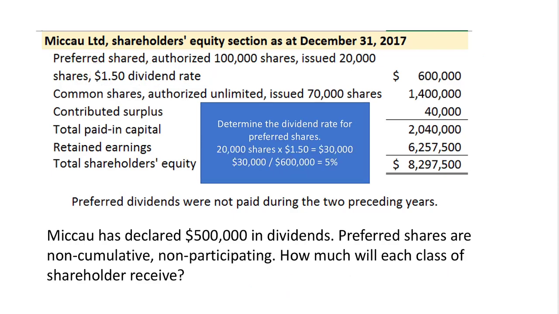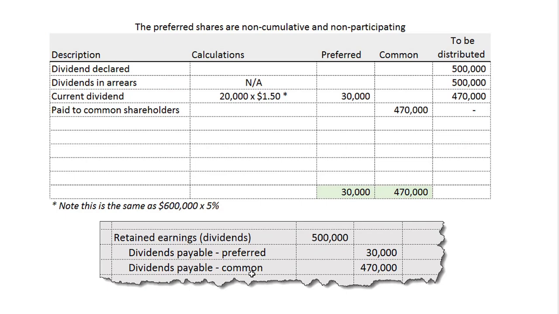Okay, so these preferred shares are non-cumulative, non-participating. Let's carry on. I'm going to use the worksheet. I think it's useful. Again, the worksheet is not the answer to the question. It's not even required, but it's a useful tool. And so I recommend that you familiarize yourself with the layout and how it's organized, and it'll guide your thought processes. So the preferred shares, non-cumulative, non-participating, 500,000 to be distributed.